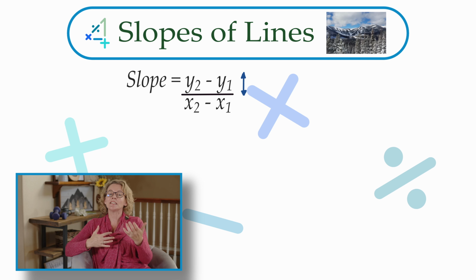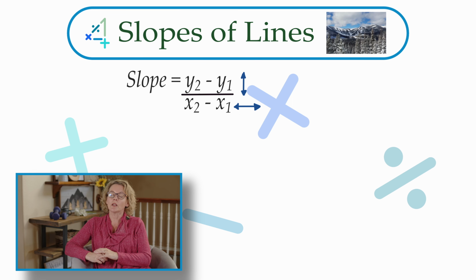many times we will not have graphs with the points on them to be able to count our rise and our run. We will use the formula y2 minus y1 over x2 minus x1. Remember that the y's go on top. The reason is that the rise, or how much it goes up and down, is the difference between the y values, and the x's tell us how far they go across.